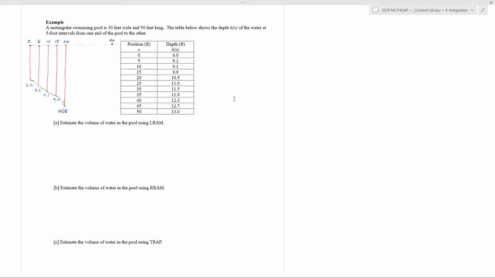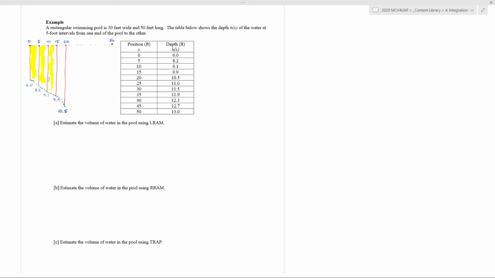So you're actually going to find the areas of these using whatever method. There would be one, the second one, the third one. You're going to be adding up the areas of those rectangles, and then you're going to have to multiply by the width of the pool, which is 30, to get a volume.